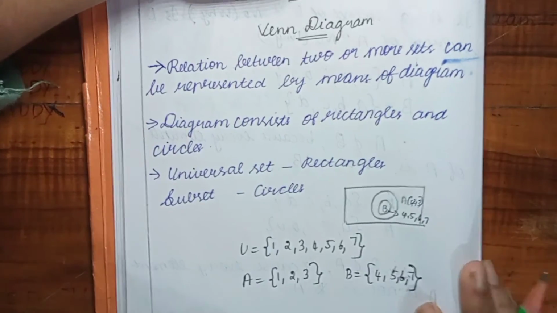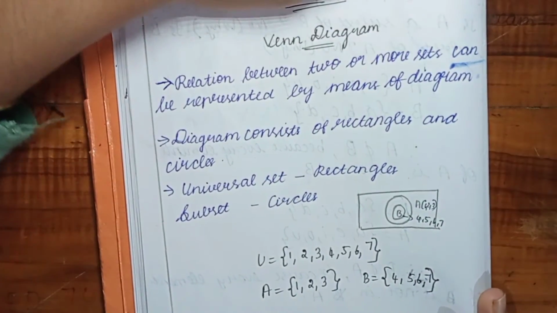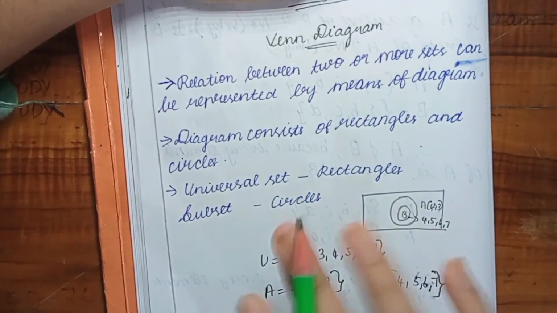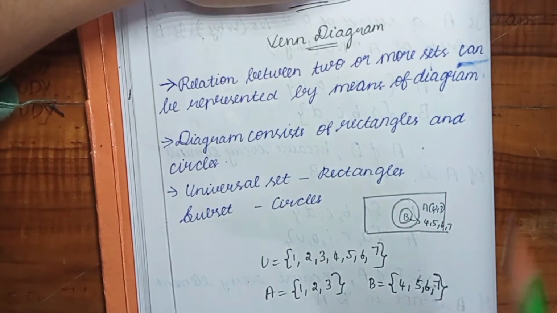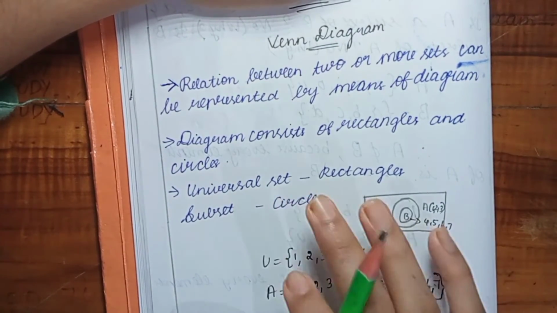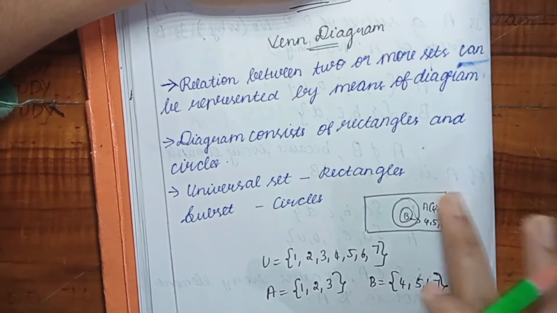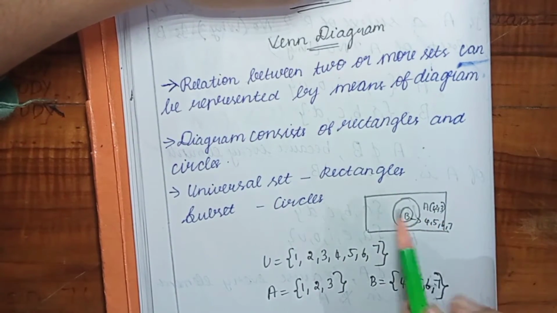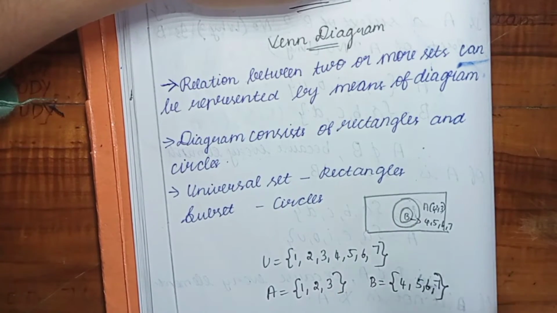Next, let's learn about Venn diagrams. The relation between two or more sets can be represented by means of a diagram. If you are giving a relationship between the sets by a diagram, it is called a Venn diagram. The diagram consists of rectangles and circles. The universal set we represent with a rectangle, and subsets we represent as circles. For example, this is the universal set and these are subsets. This is A and this is B.